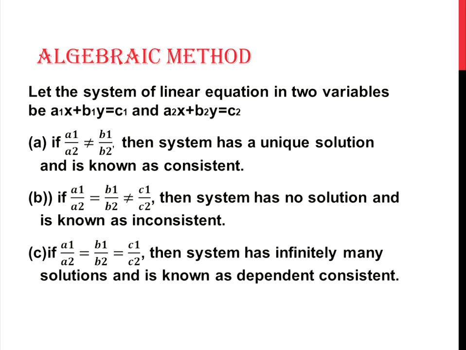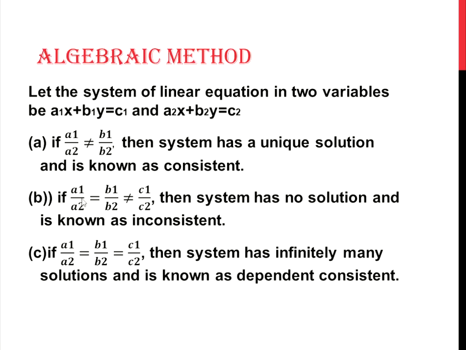Now let us discuss the algebraic method to solve linear equations in two variables. Let the system of linear equation in two variables be a1x plus b1y equal to c1 and a2x plus b2y equal to c2. Here, if a1 upon a2 not equal to b1 upon b2, then the system has a unique solution and is known as consistent.